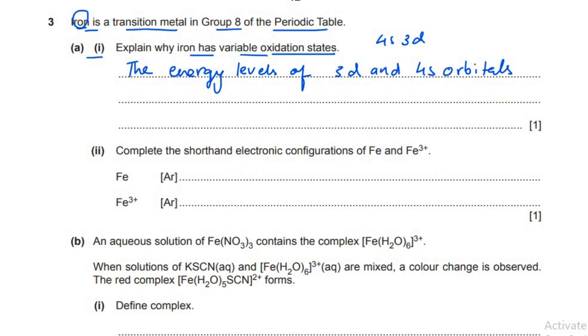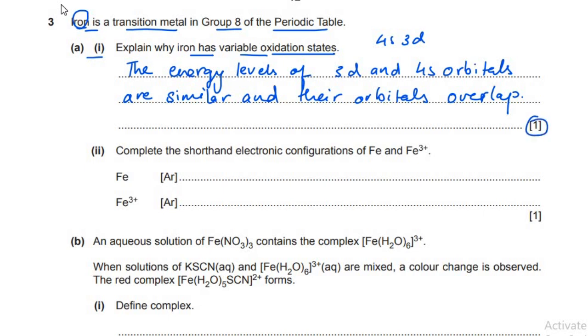So energy levels of 3d and 4s orbitals are similar, and their orbitals overlap. As their energies are similar, the orbitals are overlapping, and so the electrons can be removed from both these orbitals, that is 4s and 3d, and that's why they have variable oxidation states. But as we have limited space here, it carries 1 mark. Only the mentioning of similar energies is enough for us. Let's go ahead with the next part.